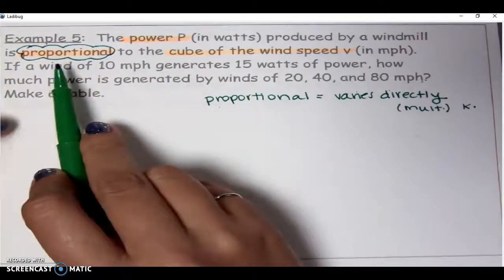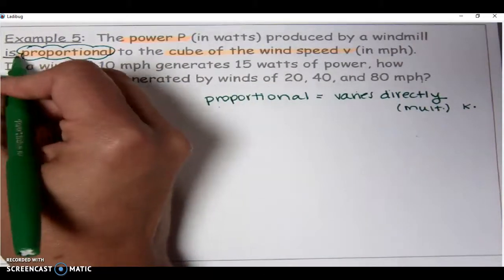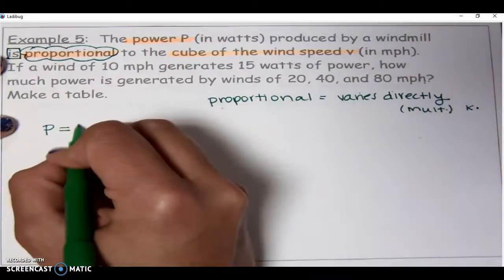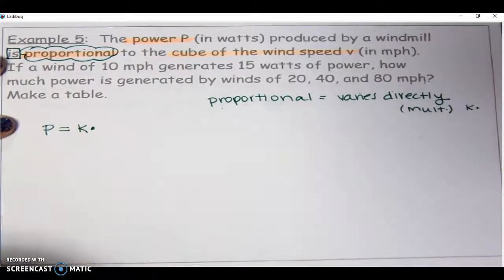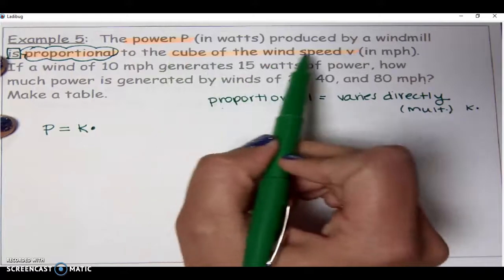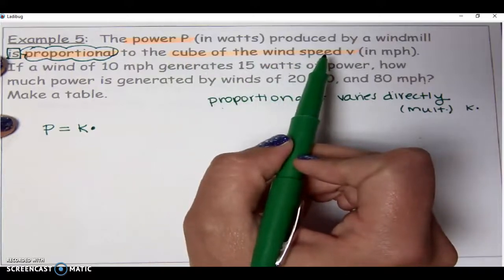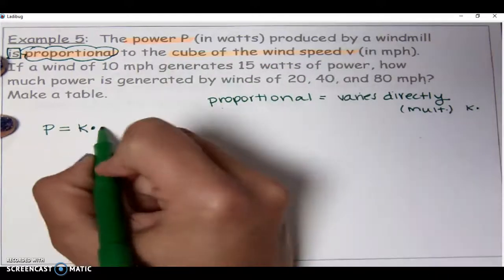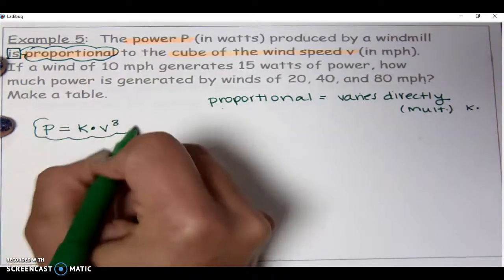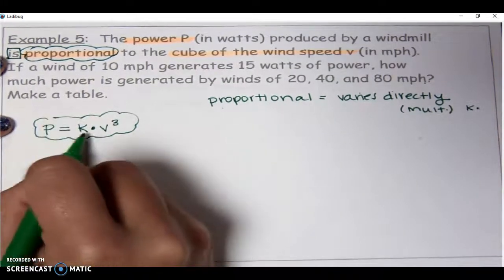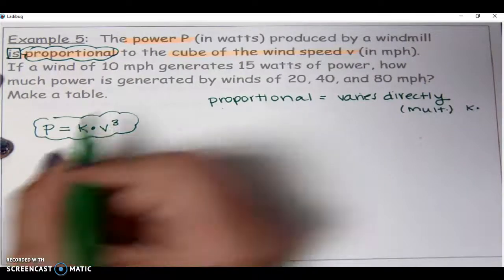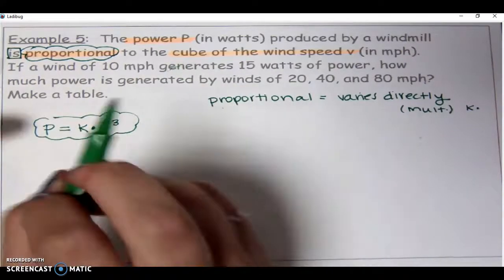So the power produced by a windmill is proportional. So this does mean equal. You always have this k because it says proportional. We're going to do multiplication. Now this is a little different: the cube of the wind speed. If you're saying the square of something or the cube of something, we're saying v to the third power. So this is the equation we're going to be using. The power is proportional, so we use multiplication, k times v to the third power.